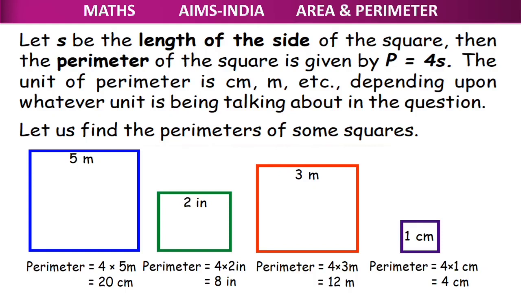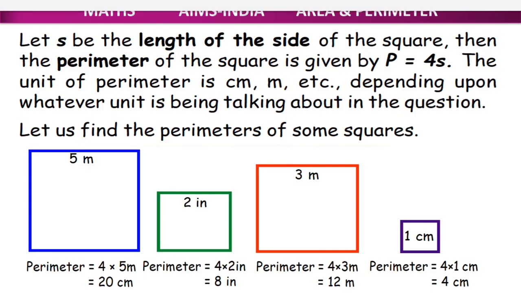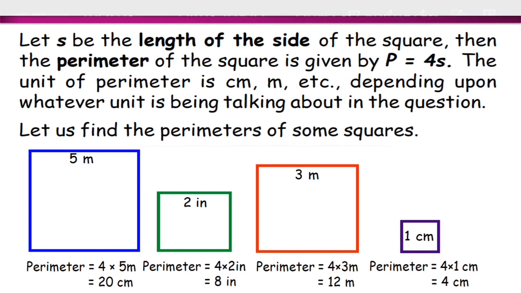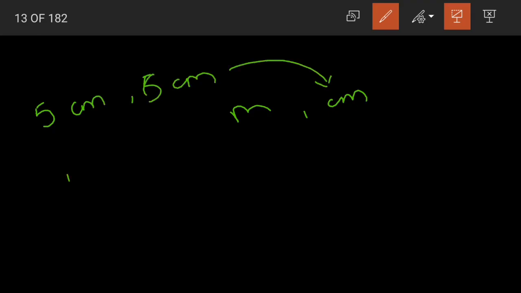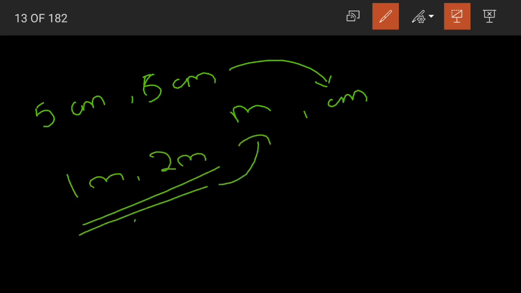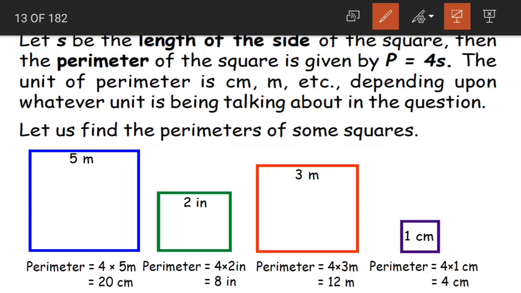Now the unit of perimeter is centimeter, meter, etc., depending upon whatever unit is being talked about in the question. Let us find out the perimeters of some squares. Here the unit is nothing but the unit of measurement. Should we write meters or centimeters for this perimeter? It all depends on the question, children. Suppose in the question the sides are given in centimeters, then the perimeter will be written in centimeters. Suppose the length of the sides is given in meters, then the perimeter will be written in meters.